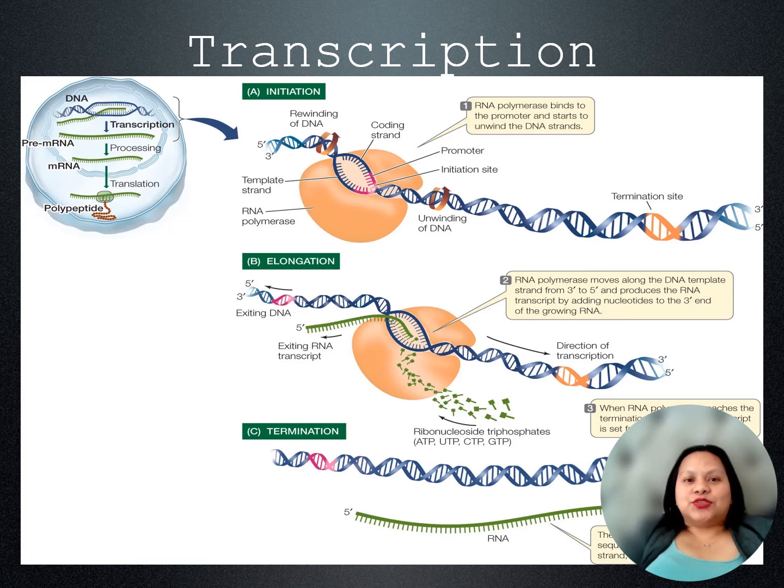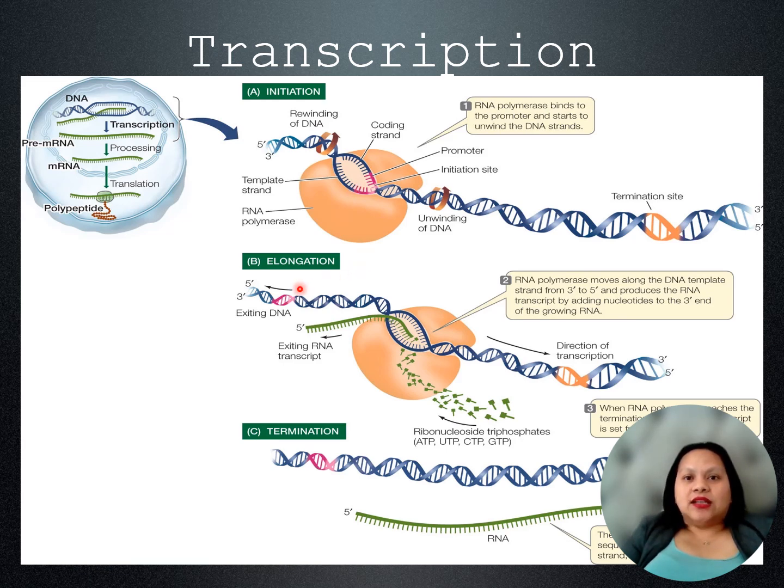So how does this work? The first step is called transcription. There are three steps in transcription. The first one is initiation. RNA polymerase is an enzyme responsible for making the mRNA copies of genes. The DNA unzips at the site of the gene that is needed.